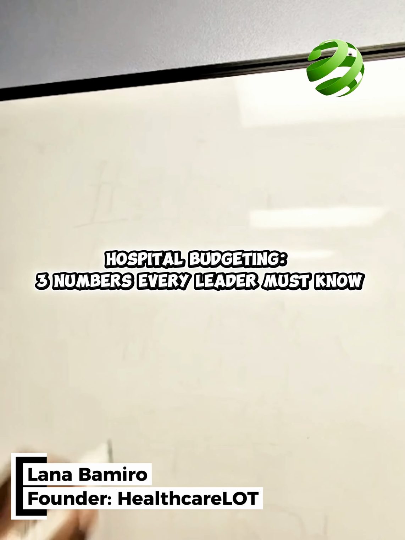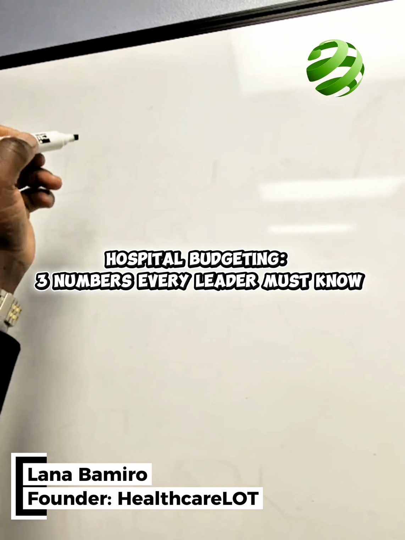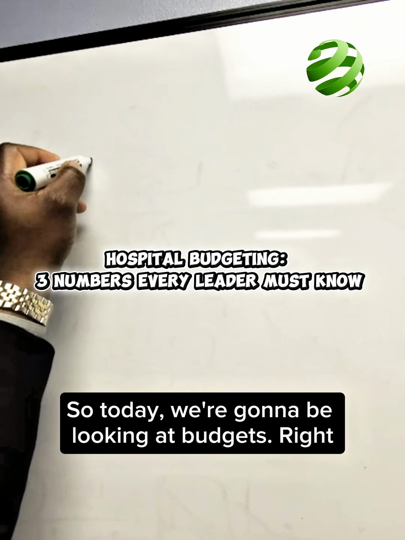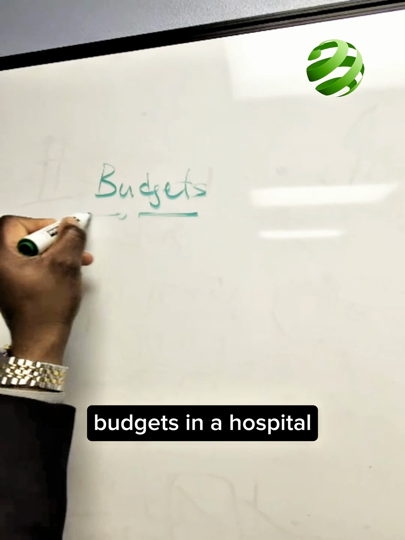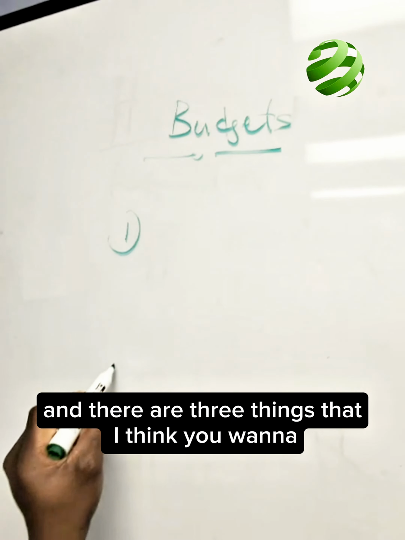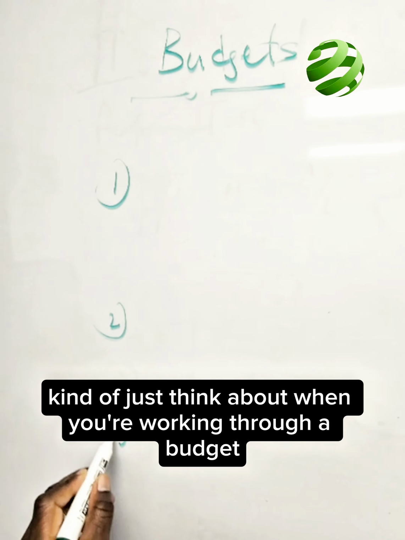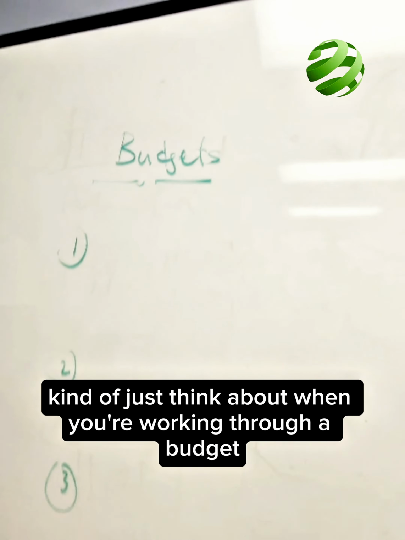All right, so I'm talking finance, so I decided to use a green pen. So today we're going to be looking at budgets, right? Budgets in a hospital. And there are three things that I think you want to kind of just think about when you're working through a budget.